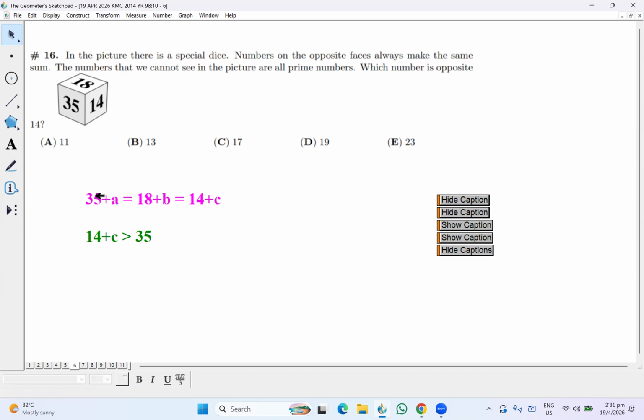14 plus C is 35 plus something. So sure more than 35. 14 plus C more than 35. So 14 plus 11 cannot, 13 cannot, 17 cannot, 19 cannot. So C is 23. We cannot solve, but can make use of the answer. So E is the only valid choice.